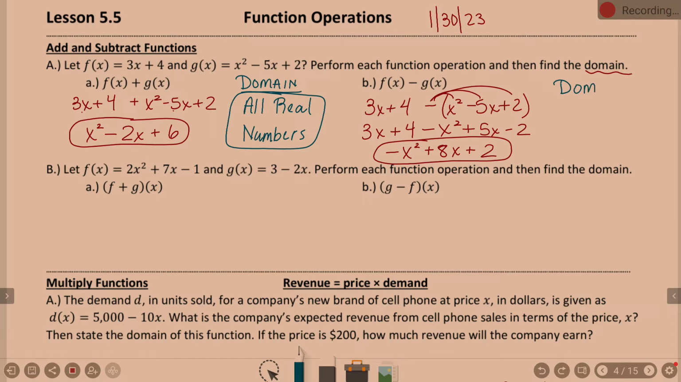And then we need to ask the domain question again. Thoughts on domain? All real numbers. And the question becomes, is there anything I can't put in? No, it's the same f and g from earlier, yes? The only difference is I subtracted instead of added them, so my answer looks slightly different, but it's still doing the same type of operation. I can take any type of number I need to and put them in. So my domain here is, again, all real numbers.